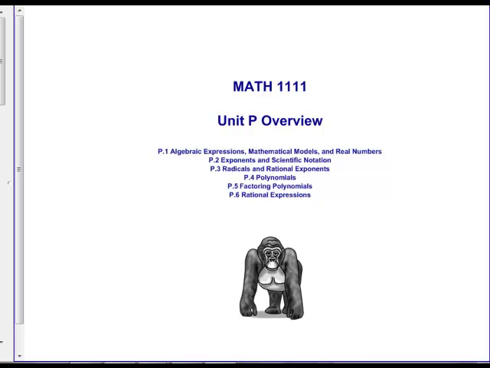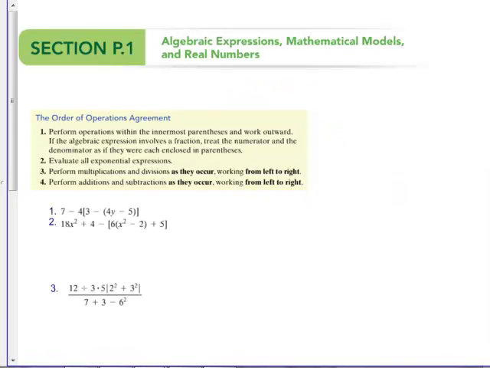All right, the first part we're going to look at is algebraic expressions, mathematical models, and real numbers. Hopefully everybody remembers the order of operations: please excuse my dear Aunt Sally. The parts that are really important to remember are that you need to make sure you're doing multiplication and division from left to right as they occur, and addition and subtraction from left to right as they occur. Those are probably the two absolute biggest things.